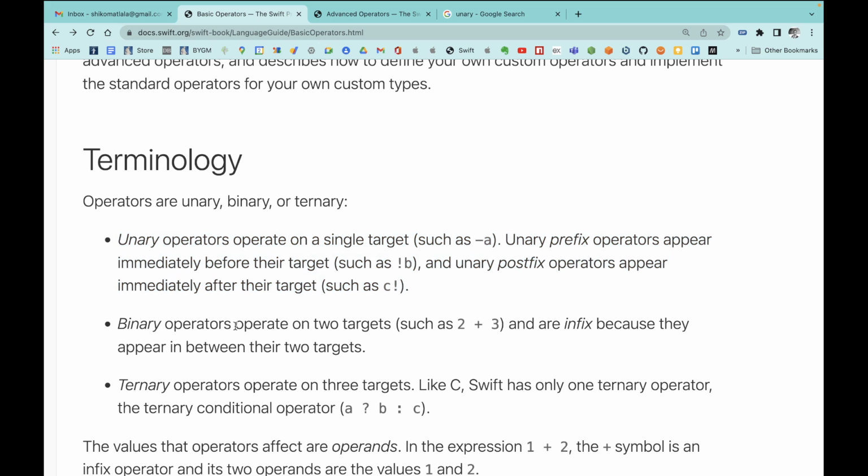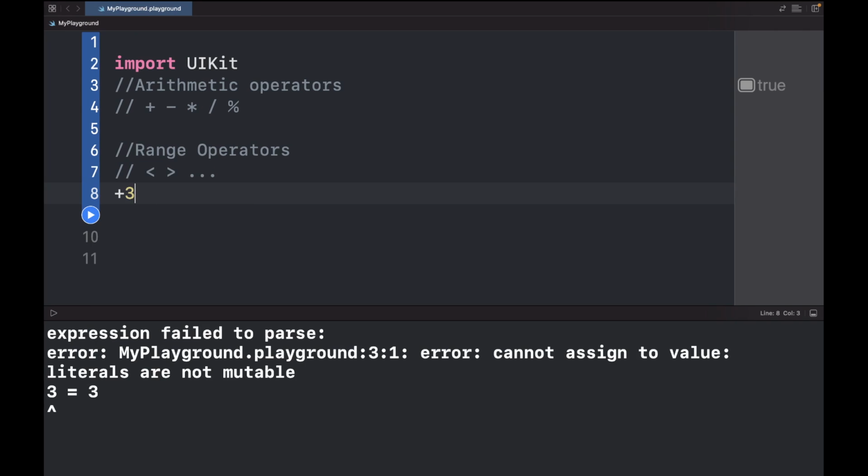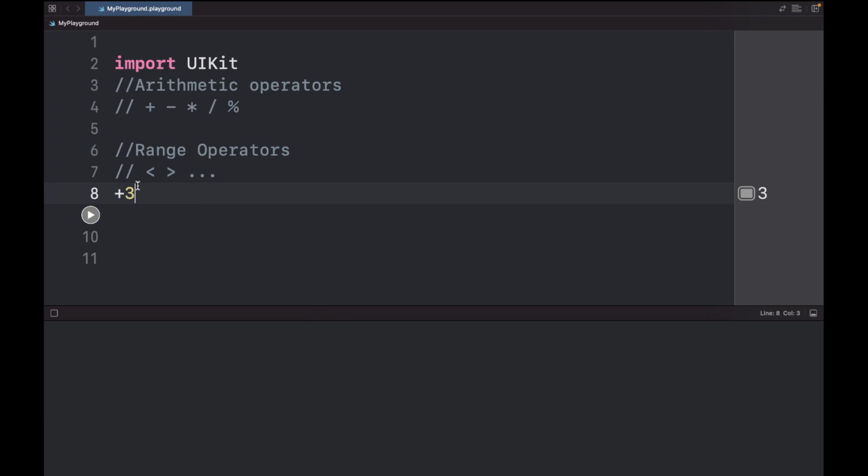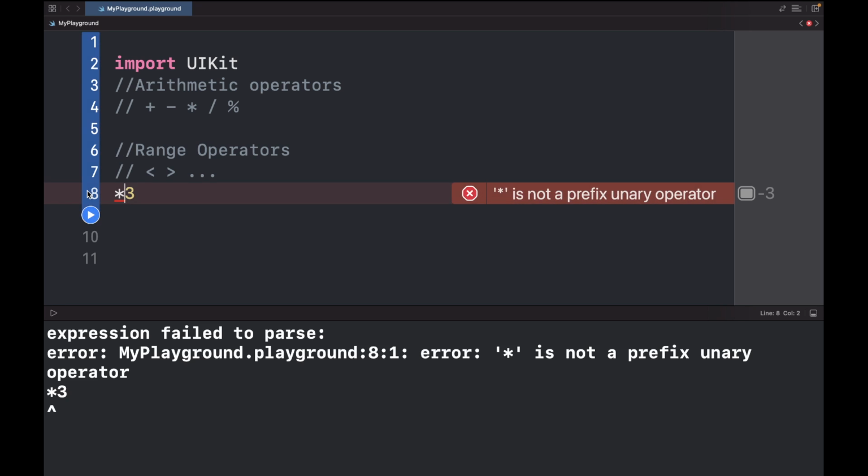And then we also have binary operators, which operate on two targets, such as 2 plus 3. So in other words, I cannot use this as a prefix to that, or can I? Let us check and see. Let's just check and see. Plus 2. Let's see what this is going to give us. It gives us a 3. So I can use this as a unary operator, and I can also use this as a unary operator as well. But I can't use this as a unary operator because it's not it. You see that it's not a prefix unary operator. That's what we're learning here.